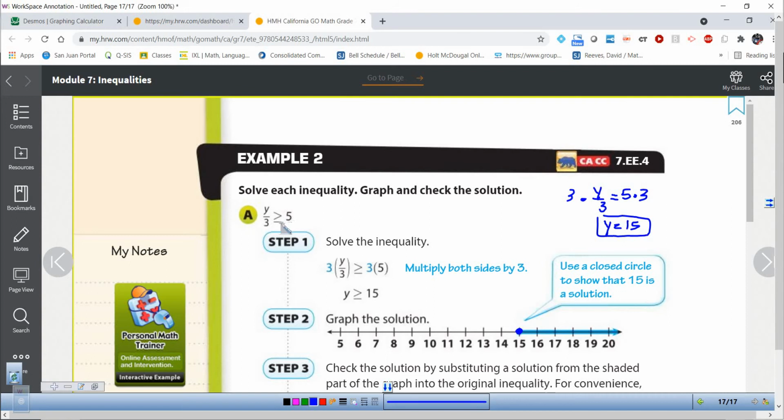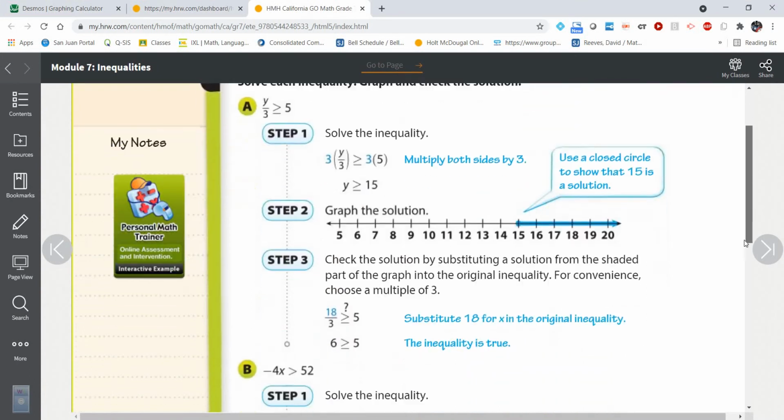But it doesn't just say y is equal. It says greater than or equal to. So now I need those greater than values, which are going to go to the right. Okay, so as an equation, we just get the dot. As an inequality, we get the dot or the point and shading to the right because it is greater.